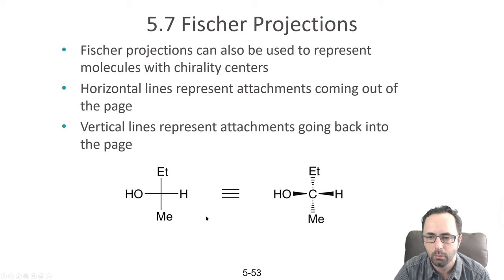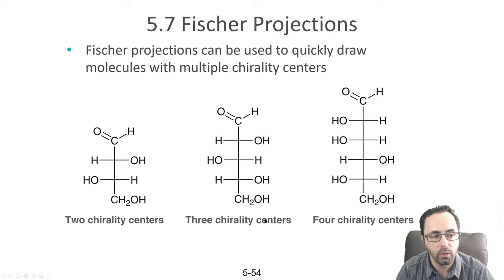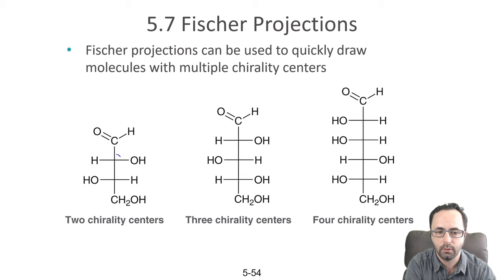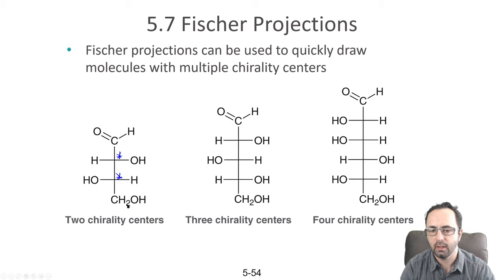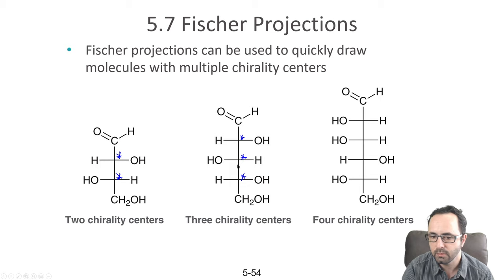Fischer projections are usually used to show the structures of carbohydrates. So these are all carbohydrates, and you'll learn more about carbohydrates later. But it's very useful because carbohydrates have many chiral centers. For example, this molecule here has a chiral center right here and right here. This carbon does not have a chiral center because it has two hydrogens attached. So in a Fischer projection, every one of these carbons at the T-type cross is a chiral carbon.